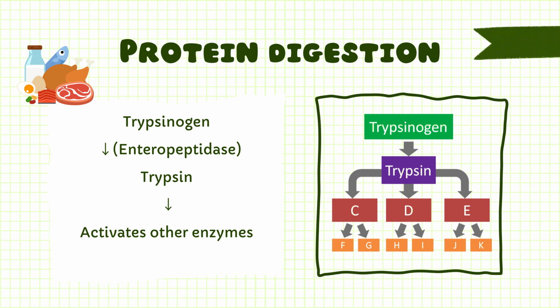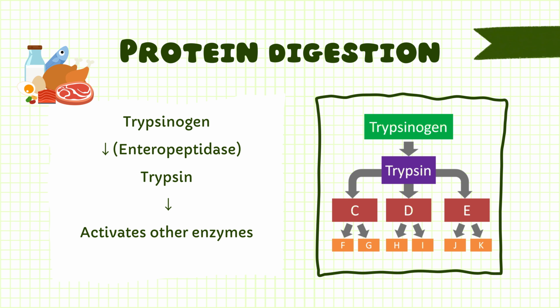Trypsinogen, secreted by the pancreas, is activated to trypsin by enteropeptidase in the duodenum. Trypsin then activates chymotrypsin and other proteases. These then further activate more and more proteases. This enzyme cascade is essential for digesting proteins.